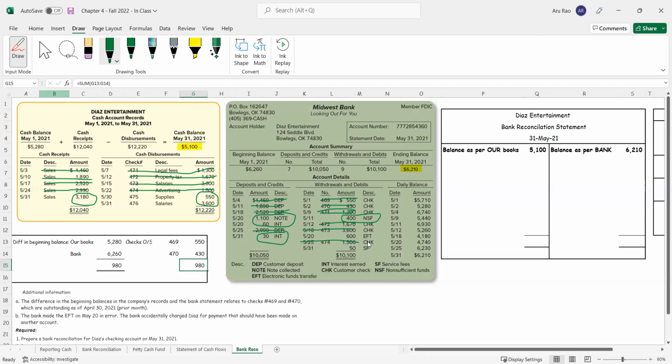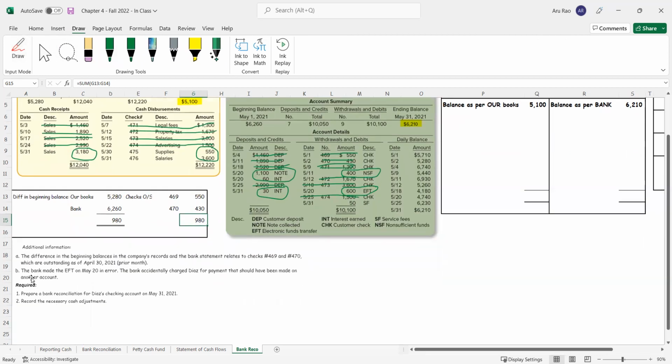Then I have this electronic fund transfer, EFT for 600. Well, did I authorize that? If you look at the information over here, the second additional information, they're telling me the bank made the EFT on May 20th, in error. The bank made a mistake. The bank accidentally charged DS, that's me, for payment that should have been made on another account.